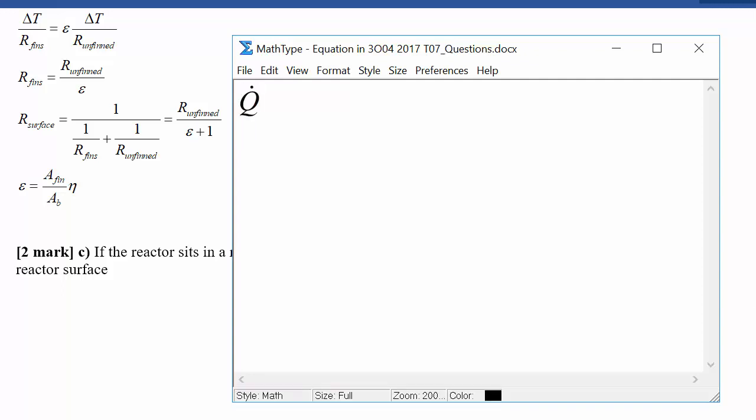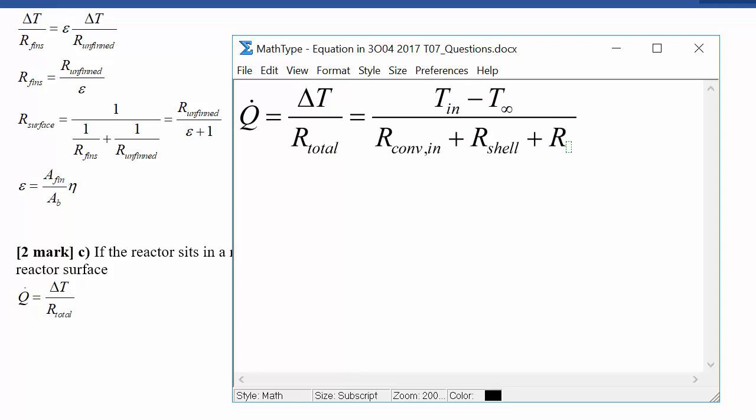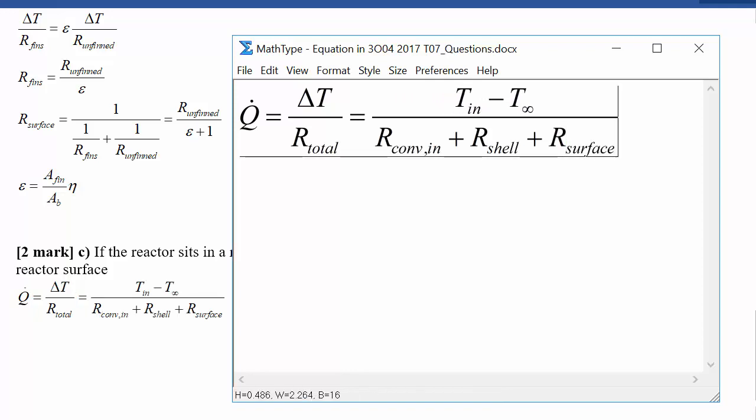So the total heat flow out is going to be equal to the total temperature difference divided by the total resistance, which would be the T inside minus T infinity over R conv in plus R shell plus R surface, with the total surface resistance that we just used. Now, once we've got that, you can figure out what the temperature at some part of it would be.